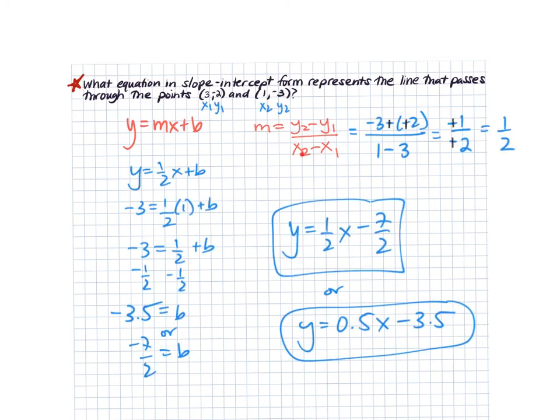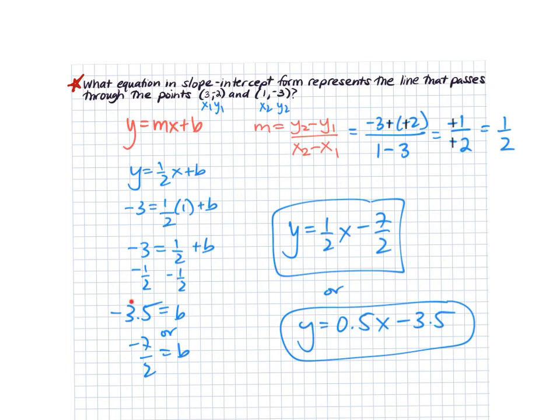Okay, so for this one, we get the slope of 1/2. So if you plug that in and then take a point, I think I took this point because there was a 1 there. So negative 3 times 1. Put the 1 in, put the negative 3 in. This became negative 3 equals 1/2 plus b. So subtract 1/2 from both sides.